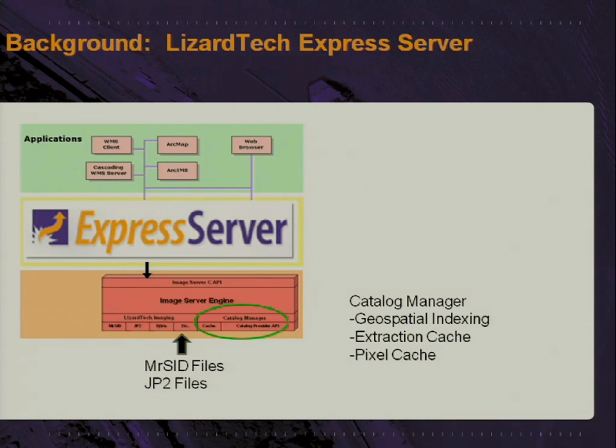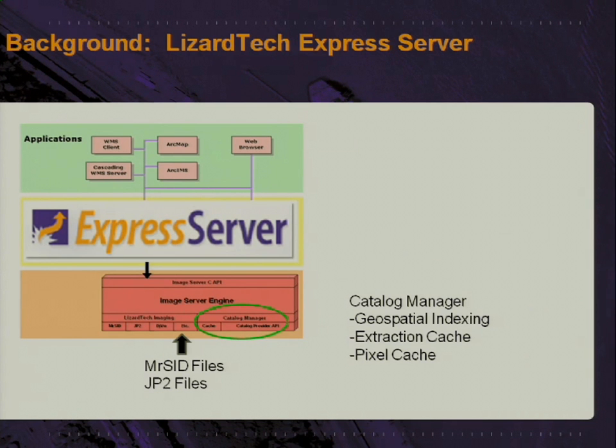And the reason it can do that is located down here inside the engine on which it sits. The catalog manager has a geospatial index which allows us to identify which part of, say, a mosaic of 100 or more Mr. SID images, which part of that mosaic we want to serve out.